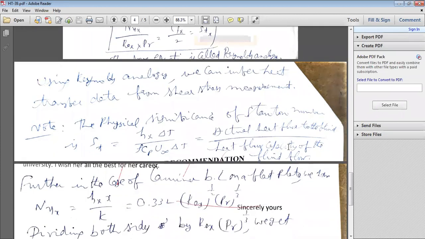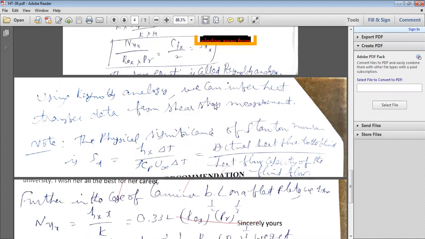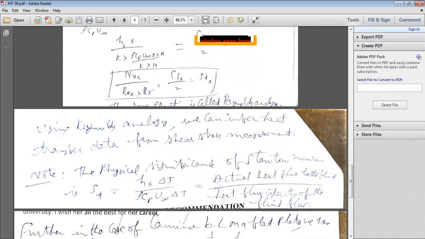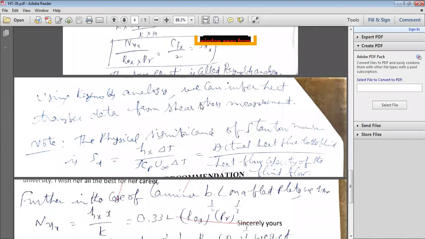Using the Reynolds analogy, we can infer heat transfer data from shear stress measurement. Here heat transfer, Rex, here Cfx, the skin friction coefficient, there shear stress will be there. That's why you can infer heat transfer data from shear stress measurement. By measuring the shear stress, you can infer the heat transfer data.